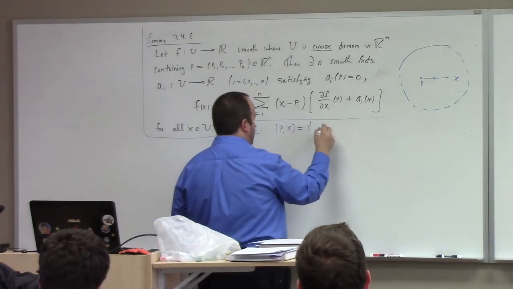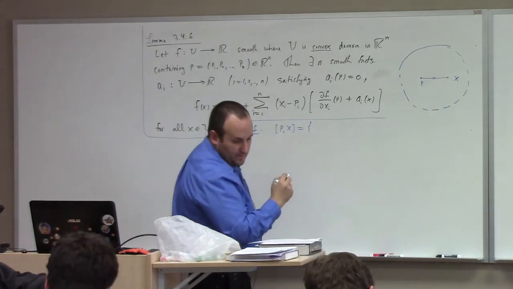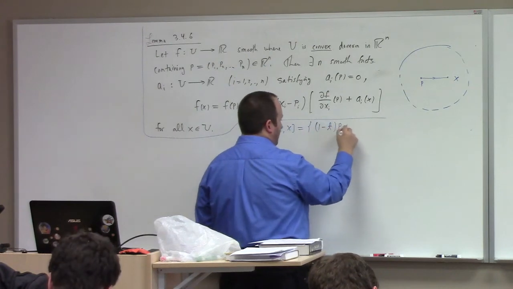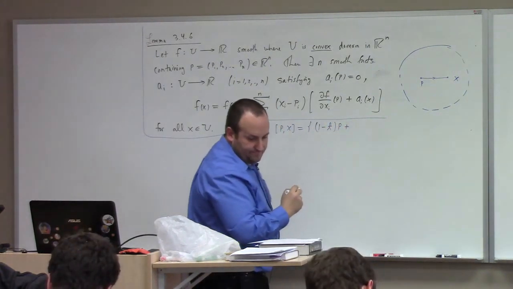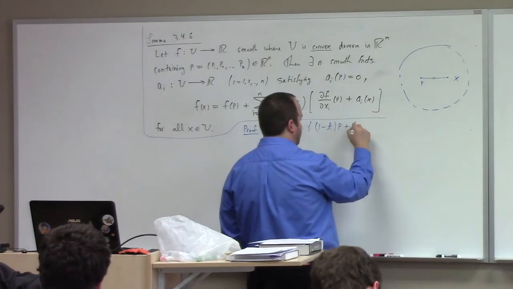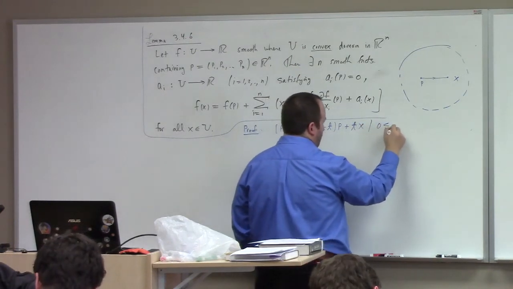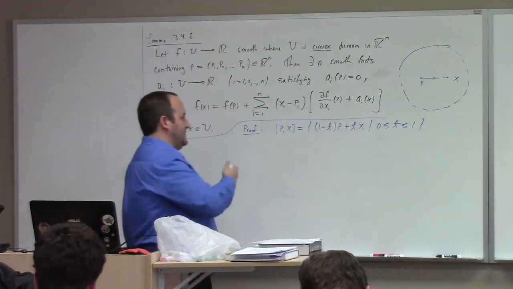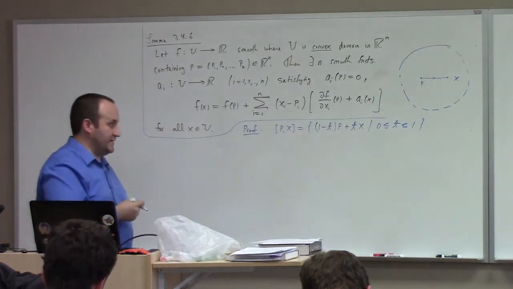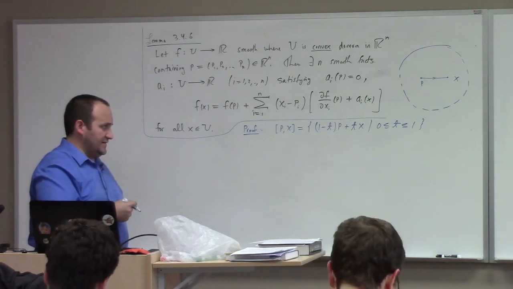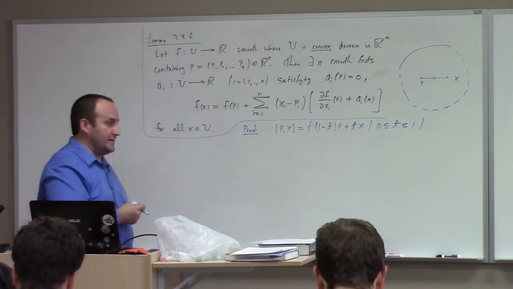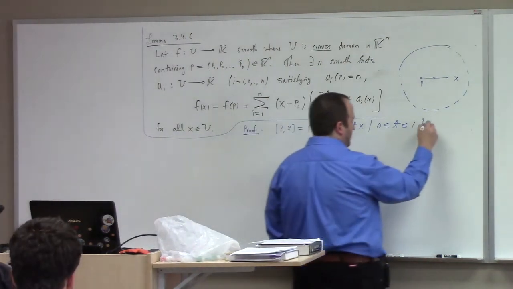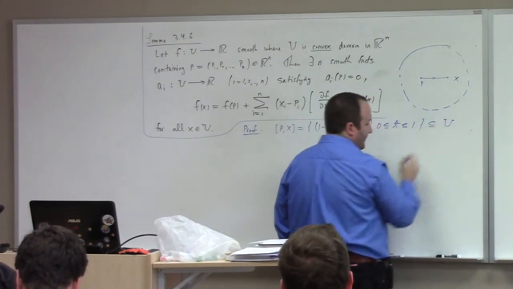So in particular, that means that you could use the notation: (1 minus t) times p plus t times x, with 0 less than or equal to t, less than or equal to 1. That's just the parameterization of the line segment that starts at p and goes to x at time 1. And the point is all those points would be a subset of U.